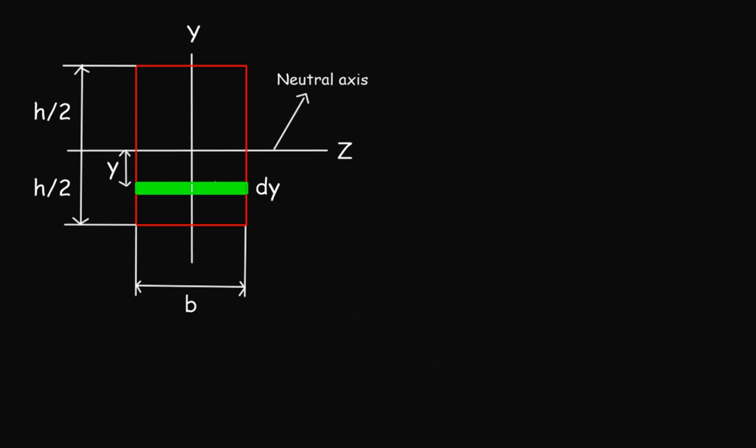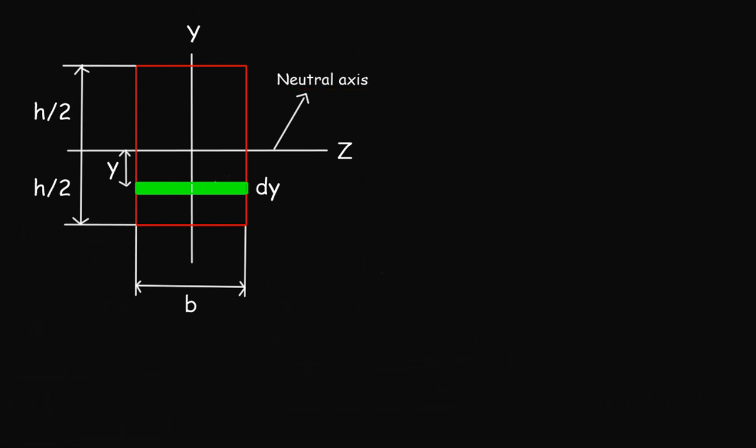In this lesson, you are going to learn how to derive the expression for the second moment of area of a rectangular cross section. Looking at this figure, I have a rectangular cross section, and I have drawn it in 2D form. I have the y-axis here and the z-axis here. The z-axis is the same as the neutral axis, which is the line that passes through the center of this cross section.